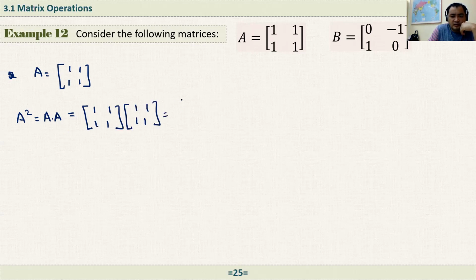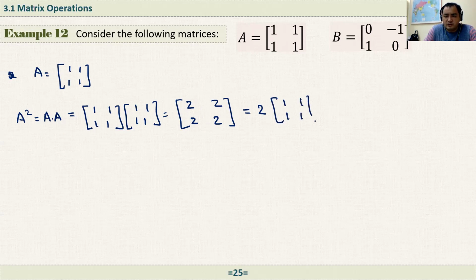So if you multiply this, what we have here: 1 times 1 plus 1 times 1, that's equal to 2. Also this is 2, and also this is 2, this is 2, right? And I can just write it as 2 because 2 is a common factor of all the entries here. Just write it as 2 times 1, 1, 1, 1.